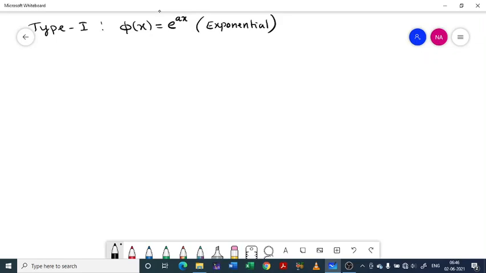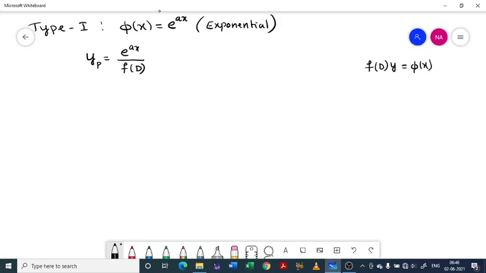Now suppose phi of x equals e power ax, then in that case yp will be e power ax divided by f of a. How did this expression arise? Again, that question should arise in our mind. We have the standard form f of D into y equal to phi of x, right?